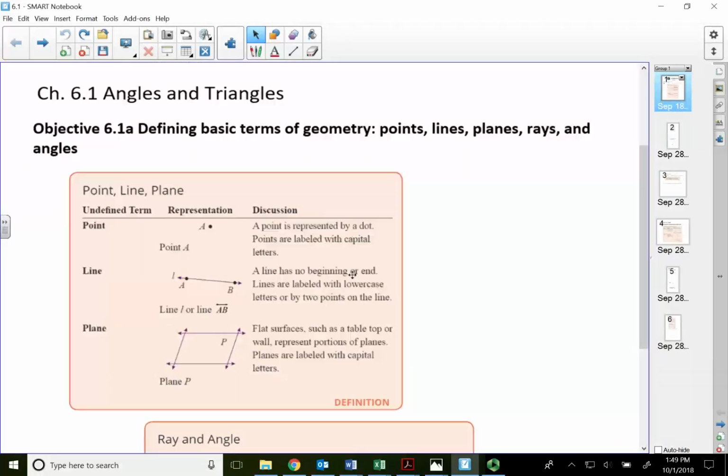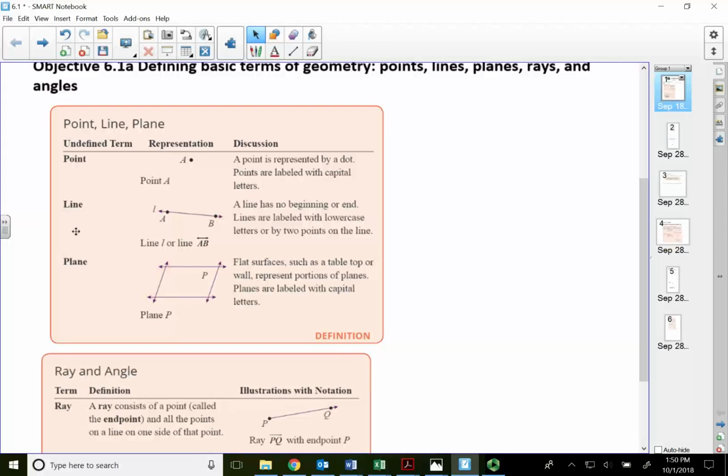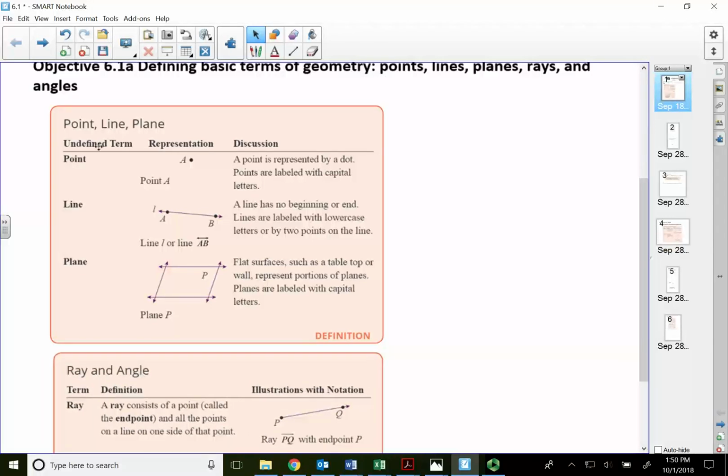All right, so I'm going to scoop this over, so if I need to draw something. All right, so let's start out with very basic: point, line, and the word plane. So a point is represented by a dot. Points are labeled with capitalized letters. The reason we capitalize the letters is just that it's easier for us to read.